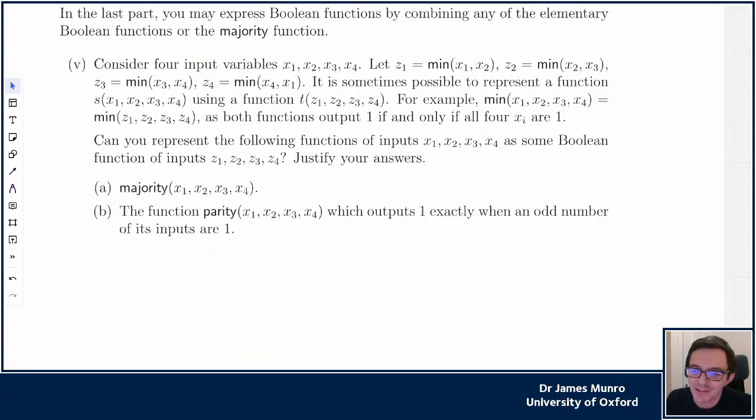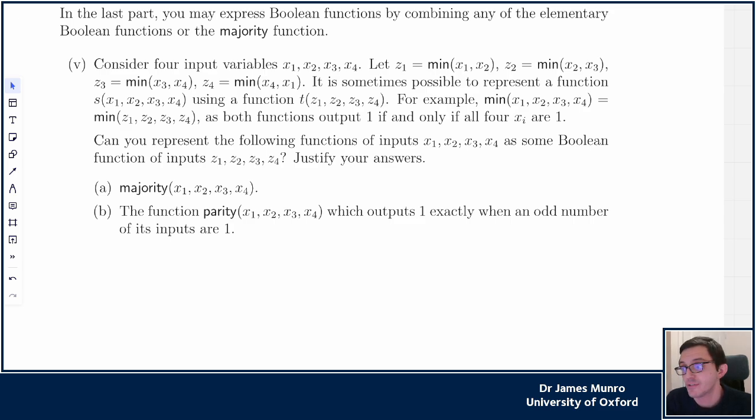Okay, last part of the question splits in 2. We're now thinking about combining Boolean functions or majority functions, and we're given some new letters of the alphabet. We've got 4 input variables now, x1, x2, x3 and x4, and we're told to define z1 as the minimum of the first 2, z2 the minimum of the second and third, z3 and then z4 as the minimum of the fourth and first.